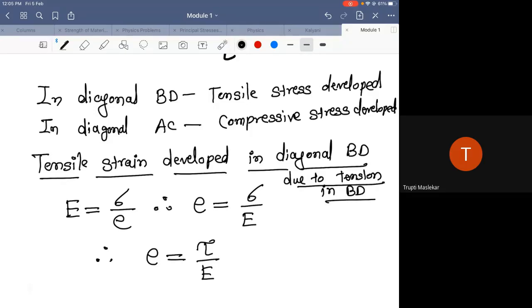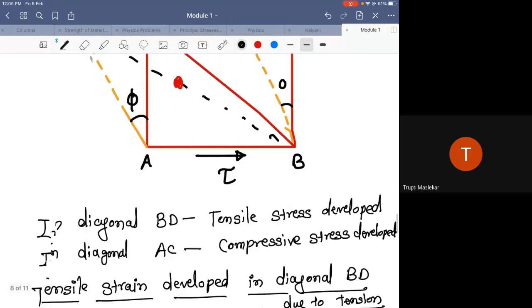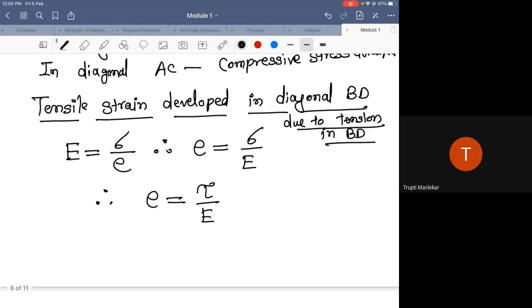BD में टेंशन है, इसलिए due to tension in BD, tensile strain gets developed and that is equal to tau by E.